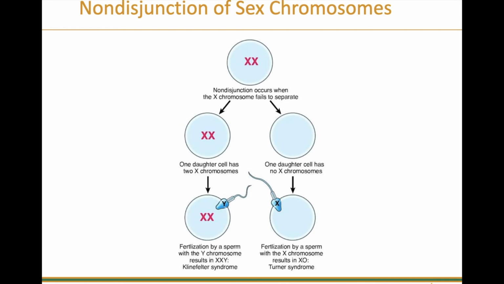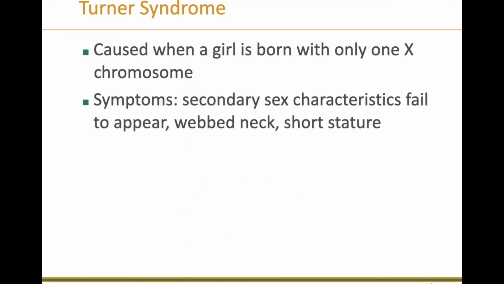And then if we look on the right, this cell got no X chromosomes, and if it was fertilized with an X chromosome, that's called an XO genotype, and it results in what's called Turner syndrome, when a girl is born with only one X chromosome. Some of the symptoms are that the secondary sex characteristics fail to appear. Also, they'll have a webbed neck and a short stature.